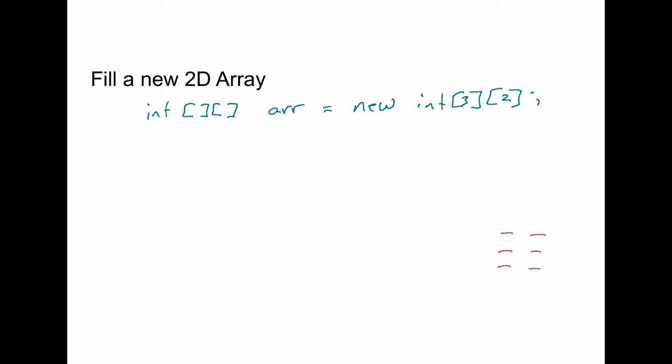So then if I want to fill it, we are going to have to use our for loop to access it. So we'll start with our first for loop. So for int, we'll start with r, right? int r equals 0, where r is less than our arr.length.